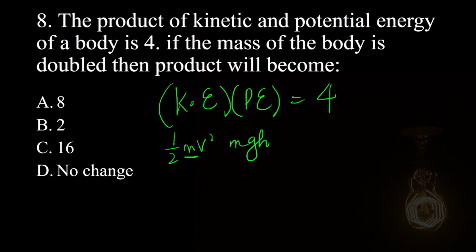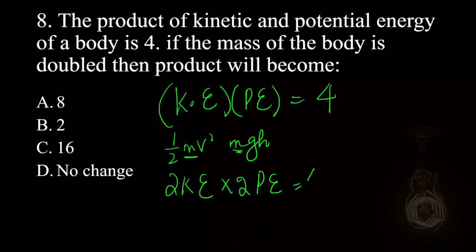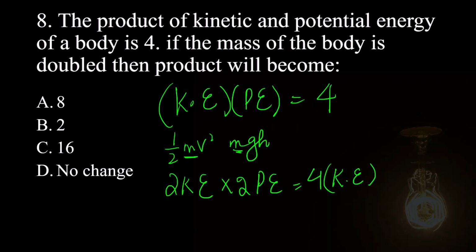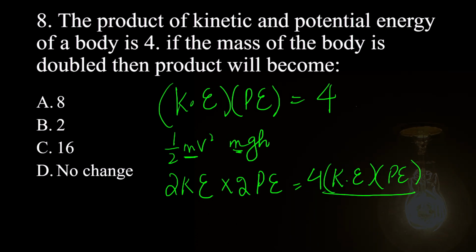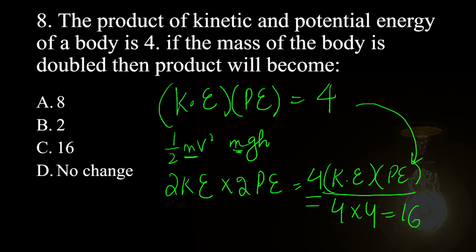So if the mass is doubled, the kinetic energy will also double and the potential energy will also double. So basically it will become 4 times the kinetic energy into potential energy, and the product of kinetic energy and potential energy is given as 4. So 4 into 4 will be equivalent to 16. So the correct option is C.